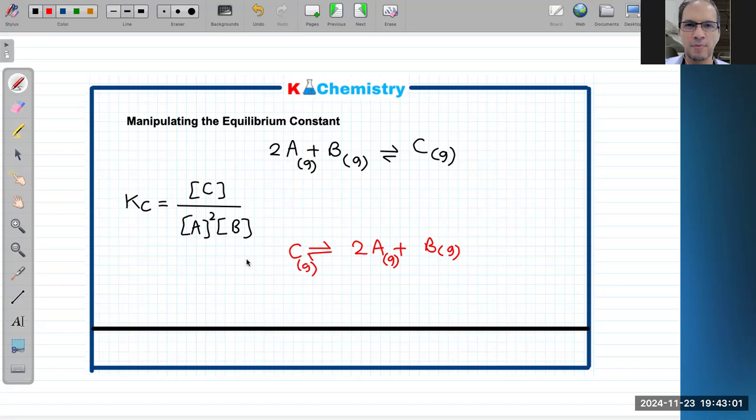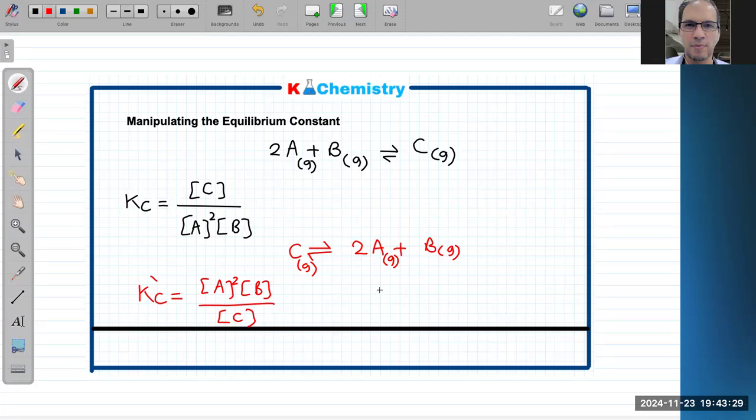And gas and gas. So my new Kc will be reversed. So it will be Kc equal to [A]^2 multiplied by [B] concentration divided by the concentration of C. So I can say that the new Kc, or let's call it K dash C, this is for the second reaction or the reverse reaction. And Kc is for the original reaction.